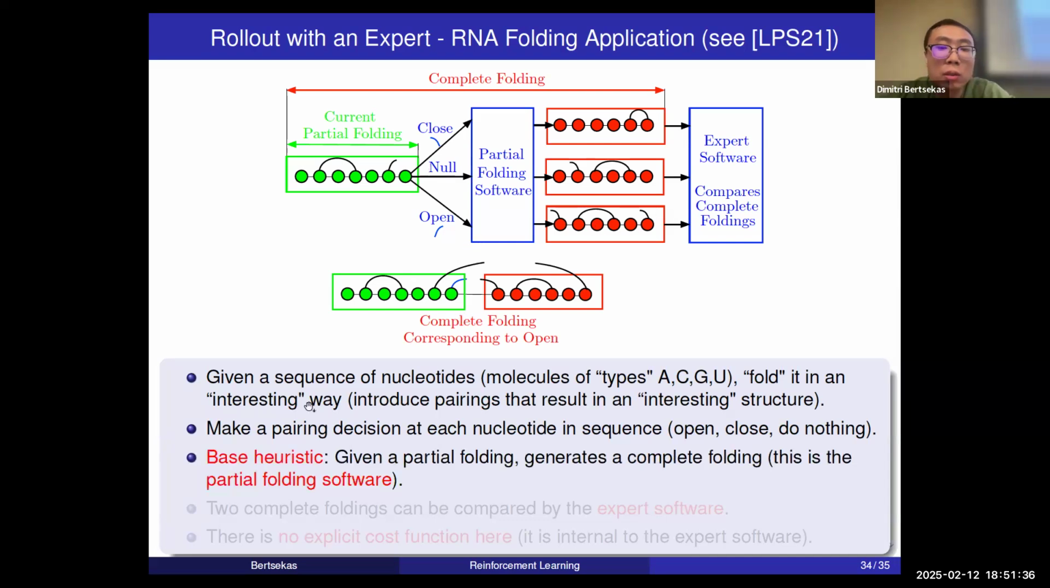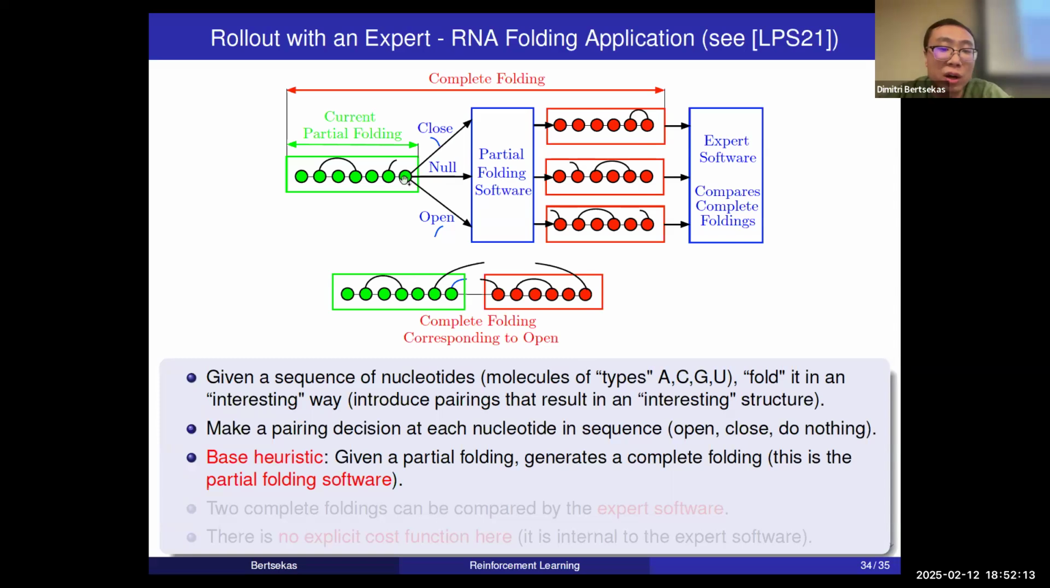Now, we are given a base heuristic, which is a folding software, such that given any partial folding, it's going to generate a complete folding using some criteria which we have no idea about. What is the exact inner working? Why does it do this or that? But what we know is it satisfies the constraints we specified earlier, and it can provide complete solutions. So this is a partial folding software.